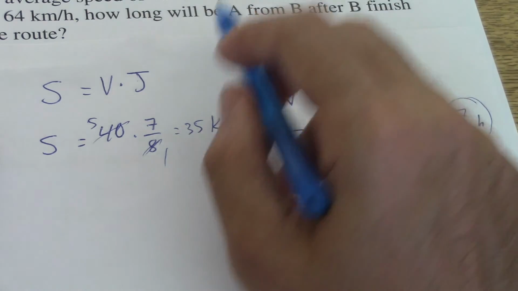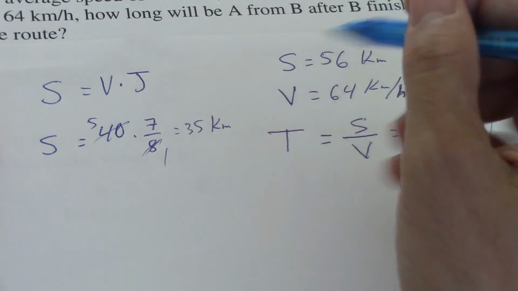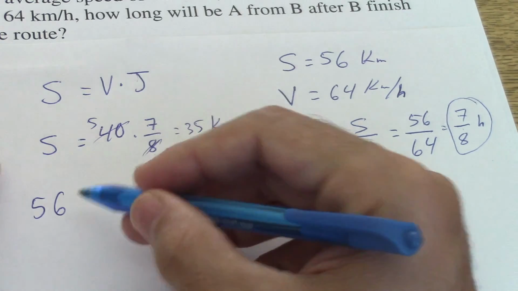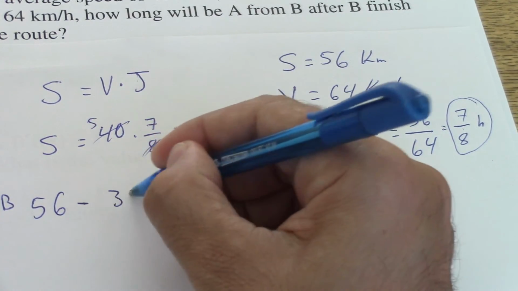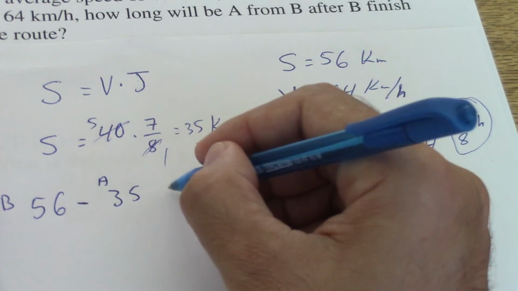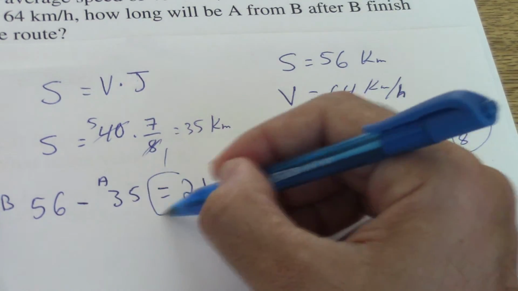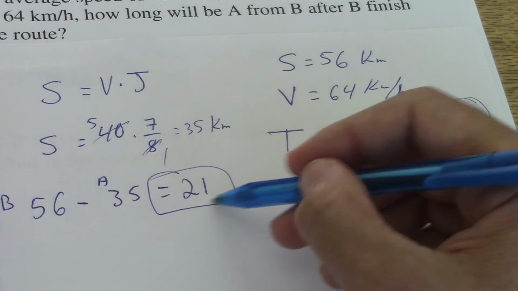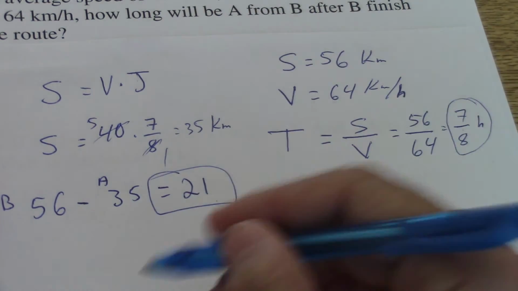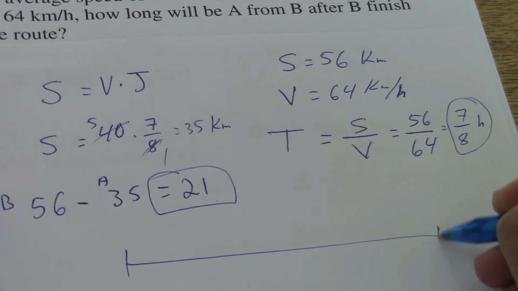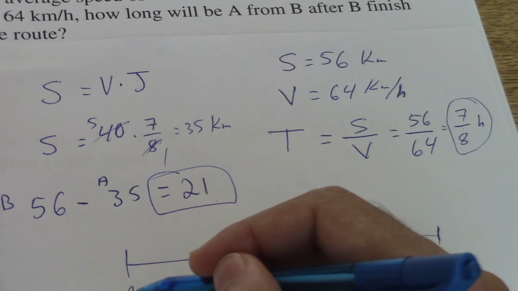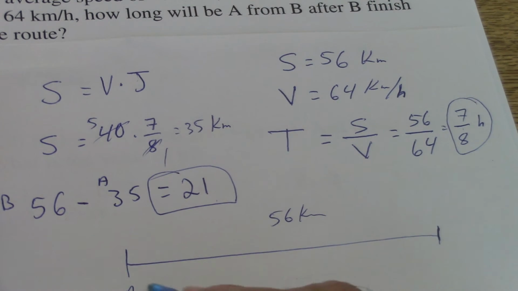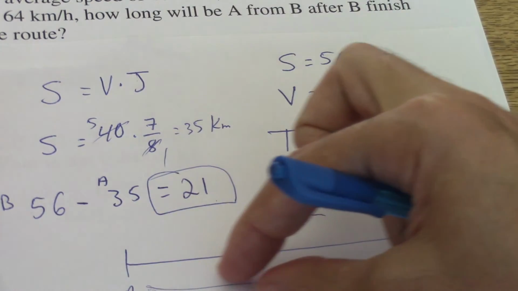So if we want to know how far A will be from B, that will be the 56 kilometers that B finished. This is B's distance, minus the 35, which is A's distance, and that will be equal to 21. So the answer for that question is 21. Remember that both go on the same road. This is the 56 kilometers. So A and B are running, but B is going faster than A. So they go like this, B is faster.